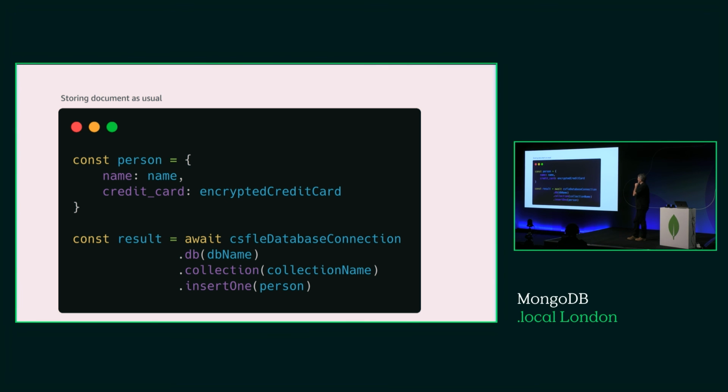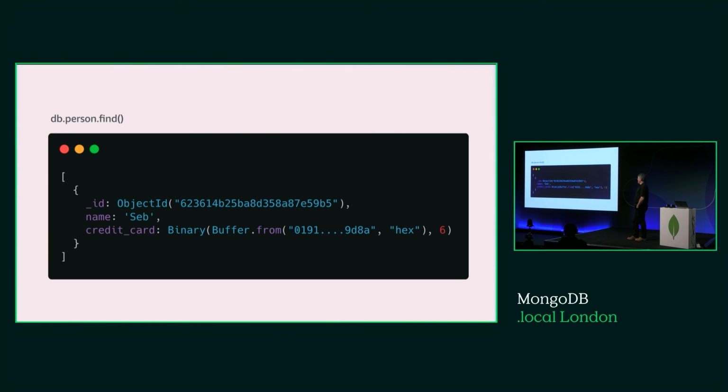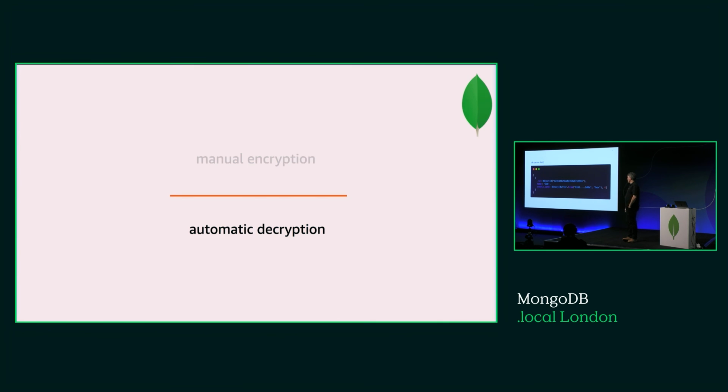So my person object will have a name, and the credit card will be the encrypted version of the credit card. And after that, it's regular code that you are all used to writing: db.collection.insertOne(person). And without surprise, the person has an encrypted credit card. And to read back, still looking at the time, I still have 5 minutes.